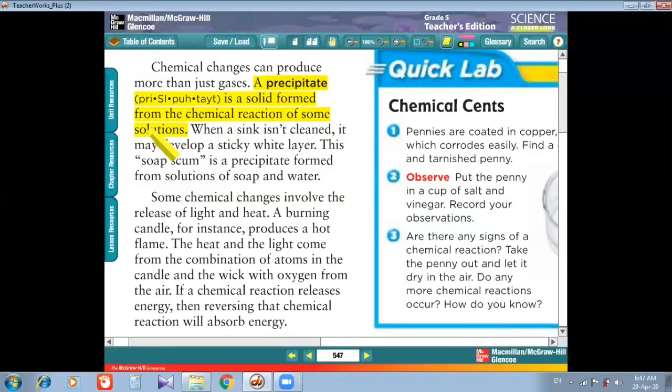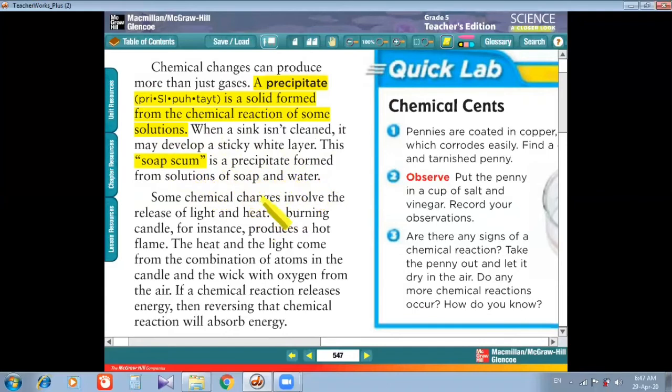A very thin solid is formed. For example, when a sink is not cleaned, it may develop a sticky white layer. What's that sticky white layer? It's soap scum, and it is a precipitate which is formed from the solutions of soap and water.